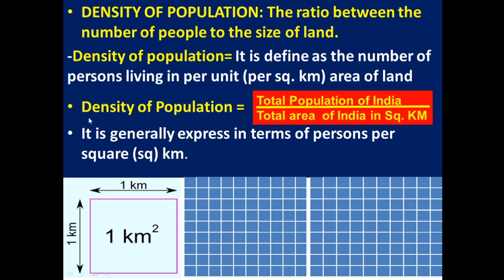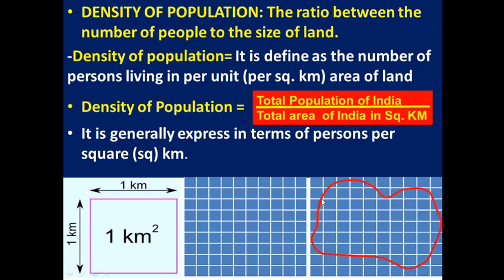If we want to calculate the density of population, the formula is: density of population is equal to the total population of any country, for example India, divided by the total size of India in square kilometers. Here we need to know the concept of square kilometer. 1 kilometer, 1 kilometer, 1 kilometer, 1 kilometer: this is 1 square kilometer. Here we have many square kilometers. For example, this is one country.